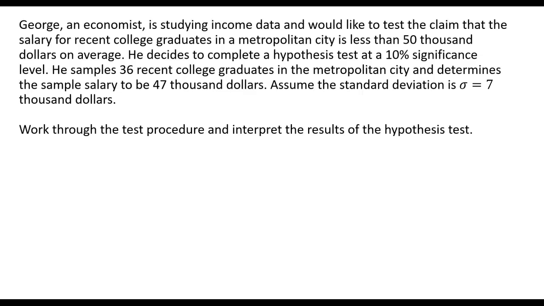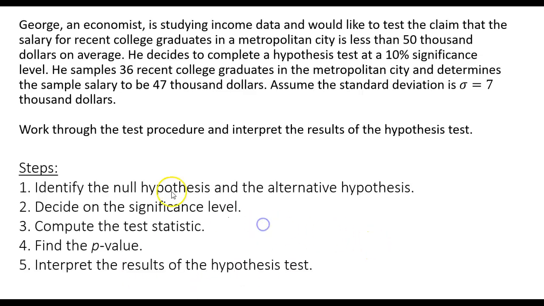Let's work through the test procedure and interpret the results of the hypothesis test. Just to refresh, those steps: we're going to identify the null hypothesis and the alternative hypothesis. We'll decide on the significance level, we'll compute the test statistic, we'll find the p-value, and using that information, we will then interpret the results of the hypothesis test.